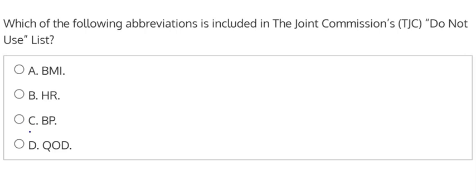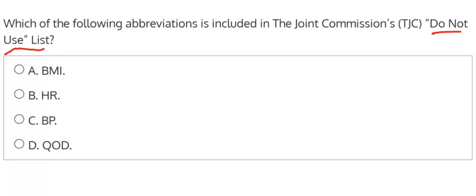This question is asking us which of the following abbreviations is included in the Joint Commission's TJC do not use list. Now, it can be helpful to review this list and understand the reasoning behind why certain abbreviations are not used in order to approach these questions.